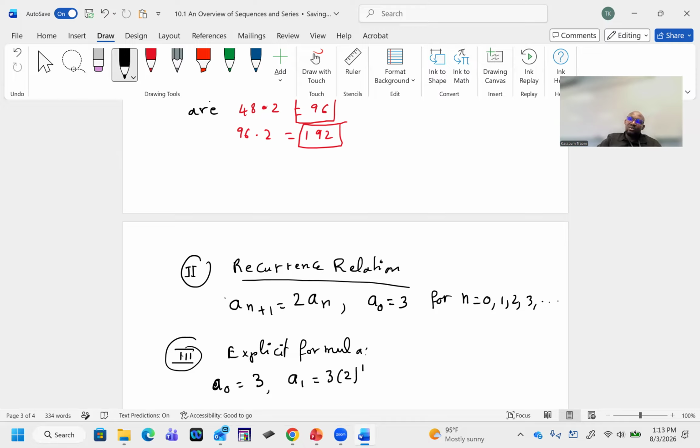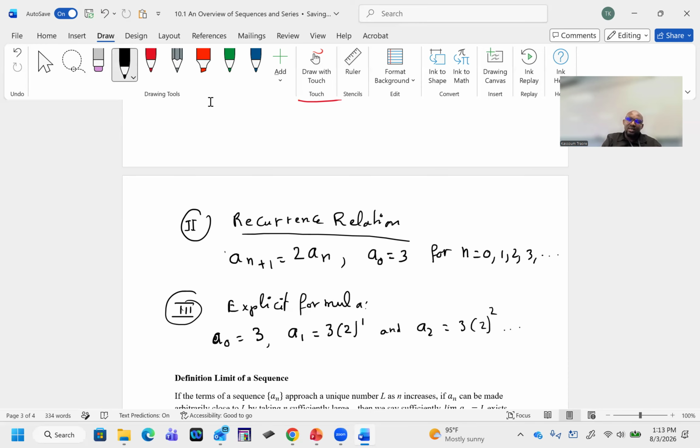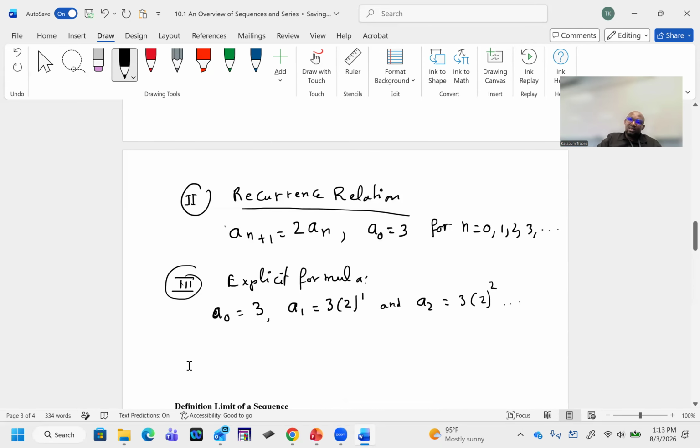And if we continue, you can see A sub 2 is what? 3 times 2 squared, and this will continue, right? So in general, we will just say the explicit form will be A sub n is equal to 3 times 2 to the power of n, for n is equal to 0, 1, 2, 3, and so on. And that's it.